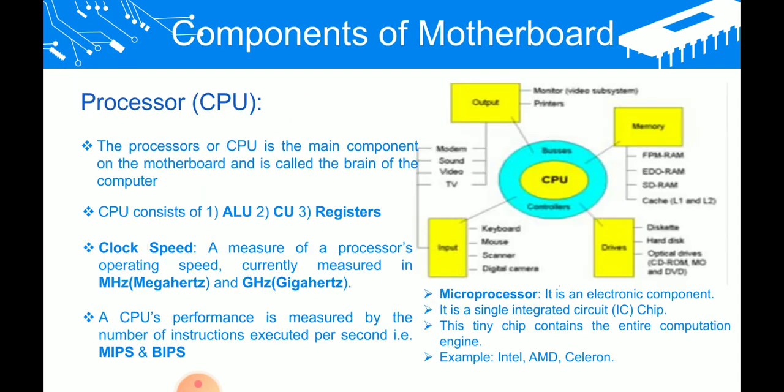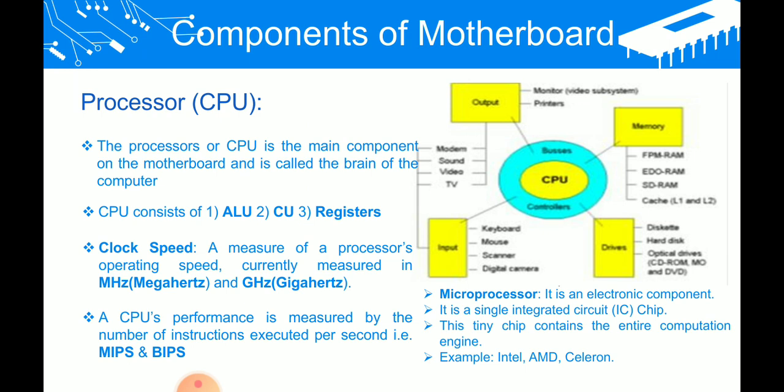Let's first see the processor or CPU. It is a main component on the motherboard. It is also called the brain of the computer. We all know that the CPU is known as the brain of the computer. We know that the CPU consists of ALU, CU and registers. We have studied this in the previous class. ALU performs arithmetic and logic operations. The control unit controls the processing of data. Registers are used by the CPU as temporary memory.